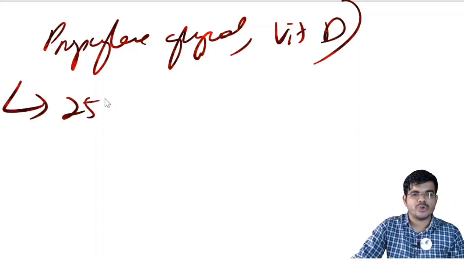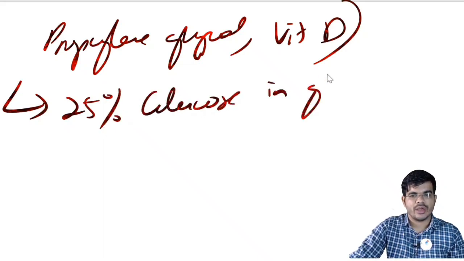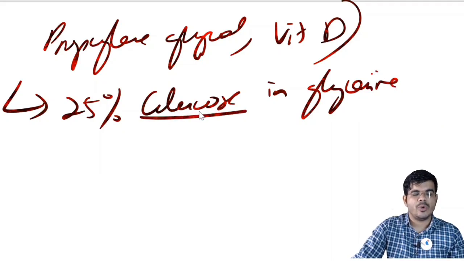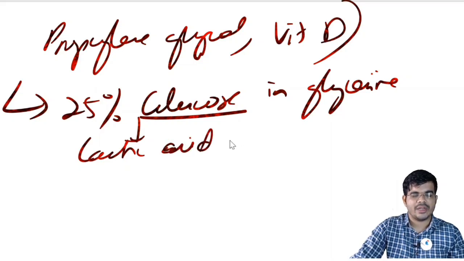And what else can be used? You can use 25% glucose in glycerin solution. Okay, 25% glucose in glycerin. And what is happening? This glucose will get converted to lactic acid, which is bacteriostatic. Okay, bacteriostatic.